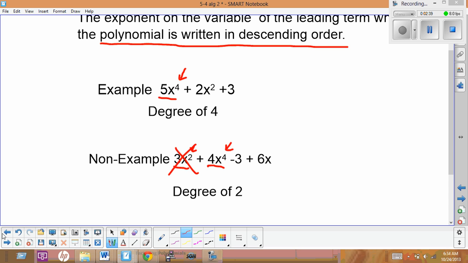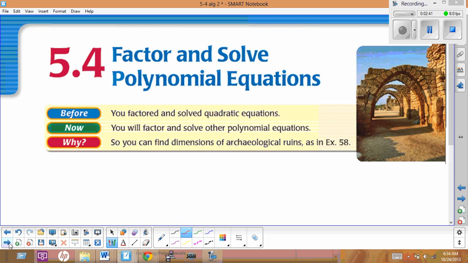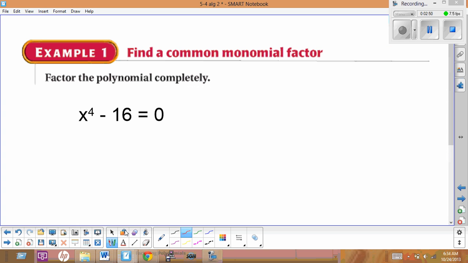Okay, let's look at our first example. By the way, we are working in section 5.4 of your book. If you need some extra help, you can download that section and take a look at it. Here's our first example. It says factor completely, and we're going to probably solve this one as well. So we want to factor completely.